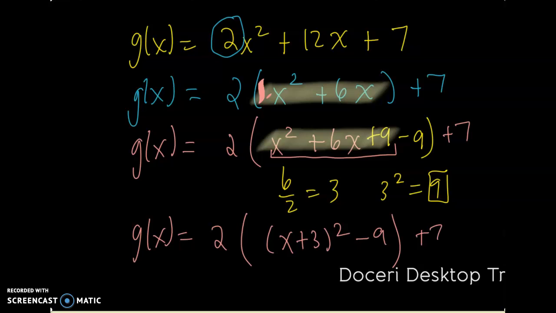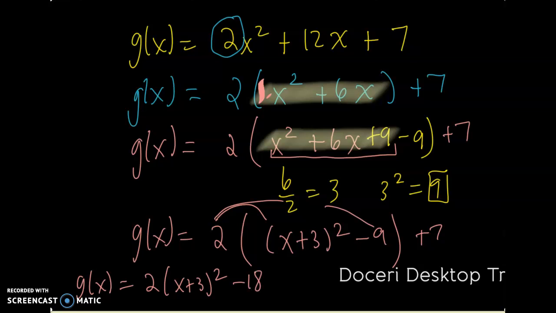So now all we have to do is distribute the 2 times that, which is 2 times x plus 3 squared. And then 2 times negative 9 is negative 18. And on the outside we have a plus 7. So now we handle the negative 18 plus 7 and we get negative 9. So this answer right here is the standard form for g of x by completing the square.